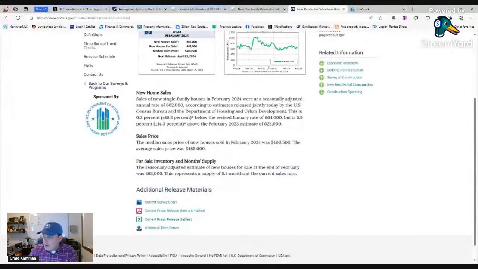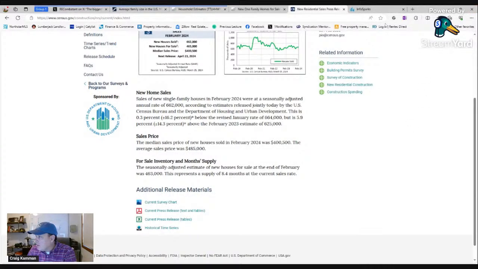So then I tried to go to the source data, and the seasonally adjusted estimate for new houses for sale at the end of February was 463. This represents a supply of 8.4 months. Holy cow. That's a big difference. That's going from a buyer's market into a seller's market overnight. And I did not see this happen in my market.